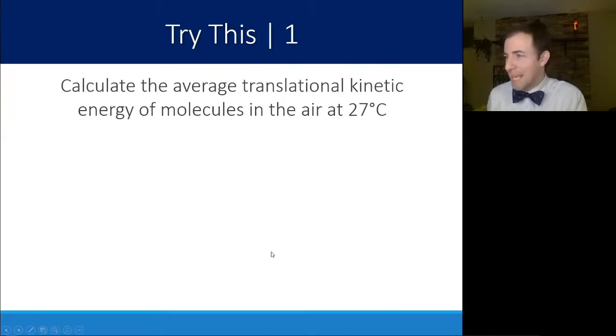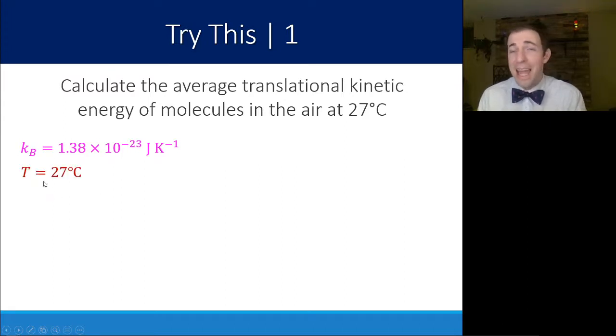Let's look at an example here to talk through some of the things that you're going to have to be aware of when you're calculating this kinetic energy of the molecules. If you're given an example like this, calculate the average translational kinetic energy of molecules in air at 27 degrees Celsius. Well, we'll need Boltzmann's constant. We're going to need the temperature. The temperature that's given here is 27 degrees Celsius, but that is not absolute temperature. That's in Celsius, not Kelvin. So to convert that into Kelvin, we're just going to add 273, which will give us a total of 300 degrees Kelvin.